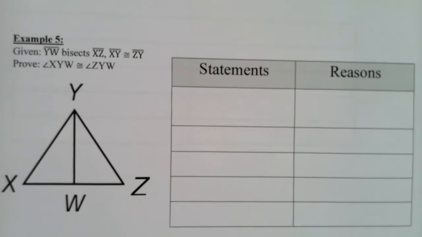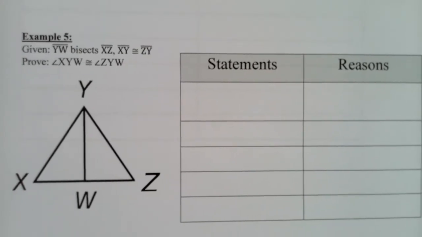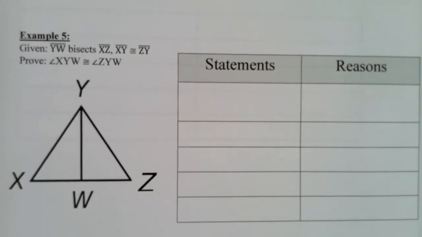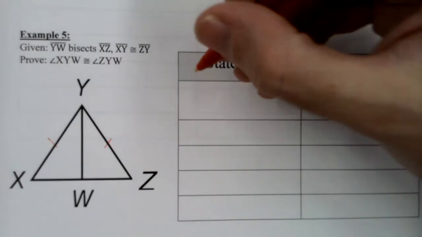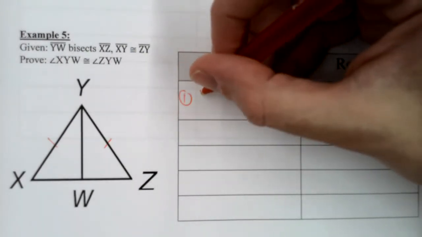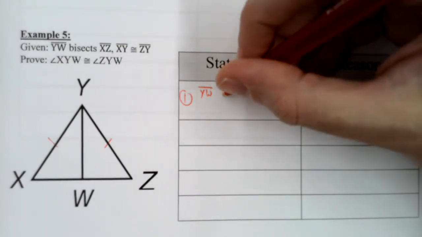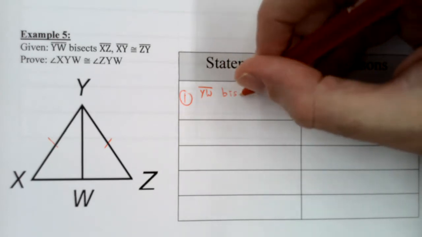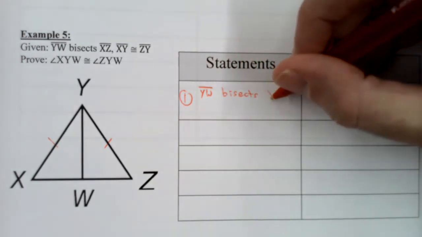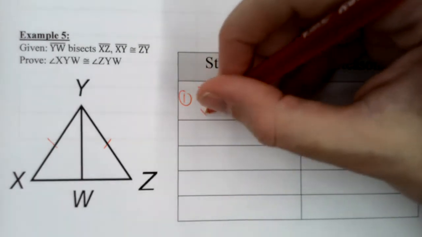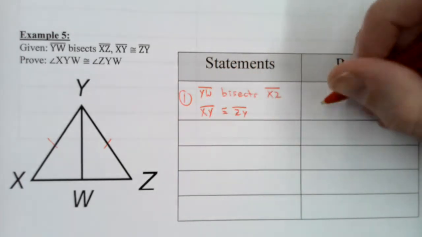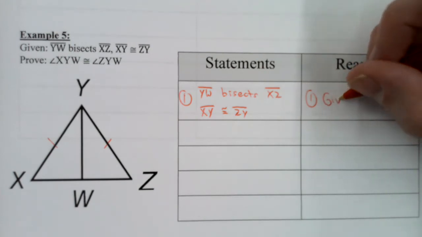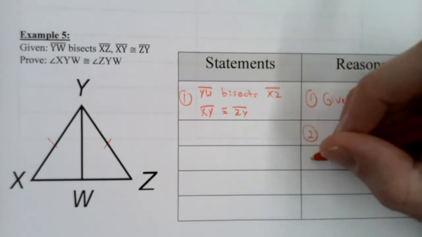Given YW bisects segment XZ and segment XY is congruent to segment ZY. Let's label that already. XY is congruent to ZY. So those will be my given statements. YW bisects XZ, and then XY is congruent to ZY. Reason 1 is because that was given to you.